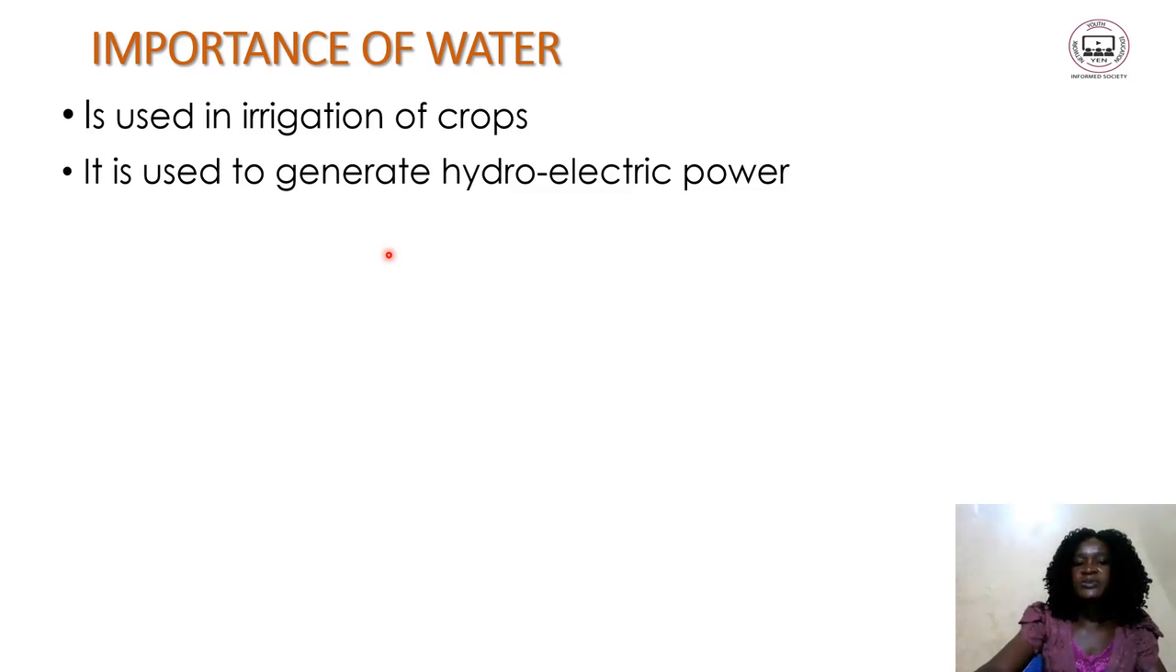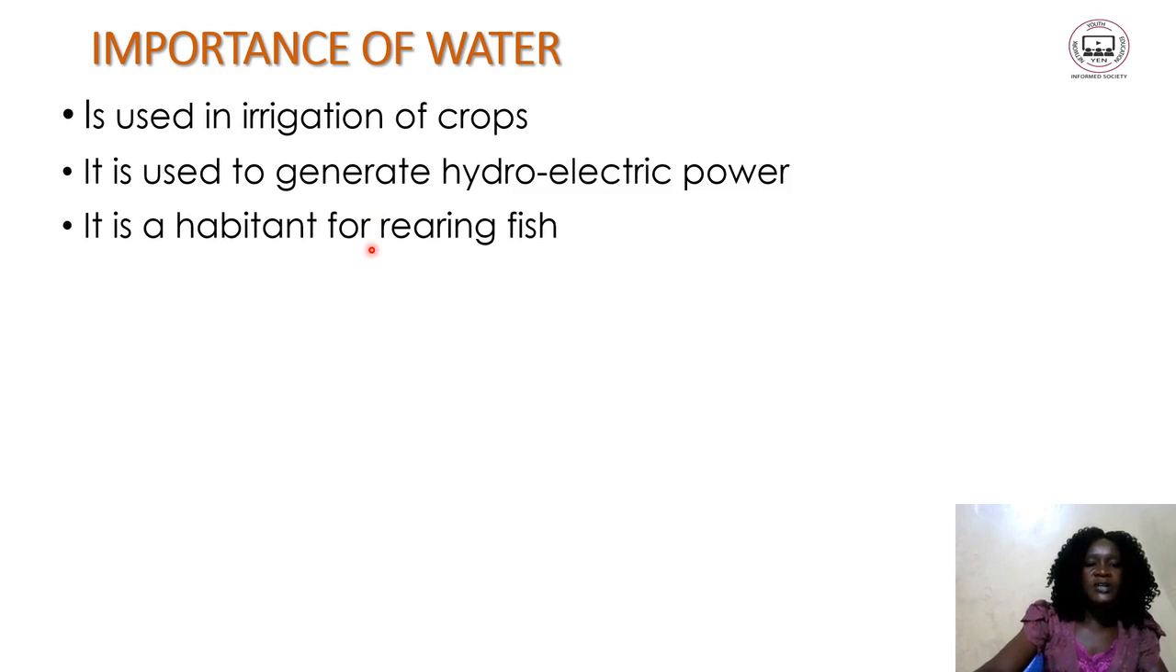Apart from that, once you harvest those produce from crops, they also need to be processed. And these crop produce can be processed in some of the industries, which have machines. In order for those machines to work, they also need electricity. So that's why we're saying that another importance of water is that it is used to generate hydroelectric power, which is very essential in agriculture.